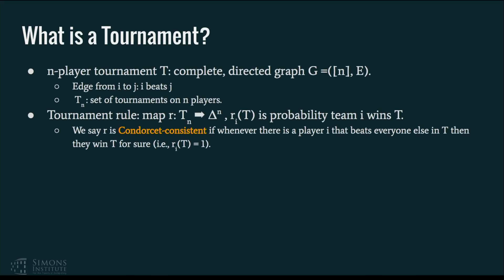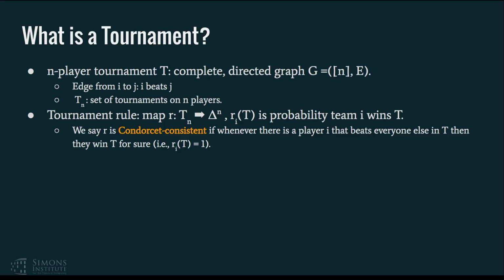We will have complete directed graphs on n players. There's an edge from team i to team j if team i beats team j. So here you have an example. Team A beats team B here. T_n is the set of tournaments on n players, a complete graph on n players that's directed and has all the edges. We want to find a rule that, given a graph, chooses a winner somehow, and we allow this choice to be randomized. So r_i(T) is just the probability that team i wins a particular tournament.